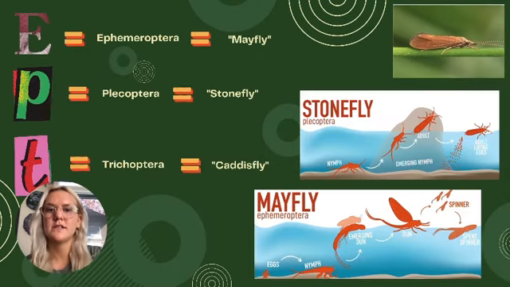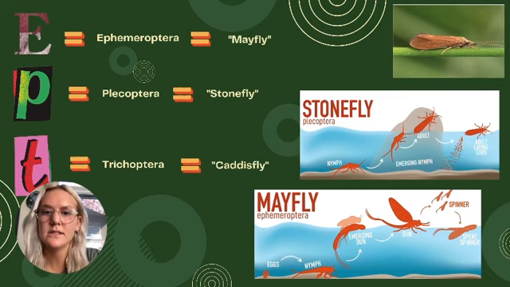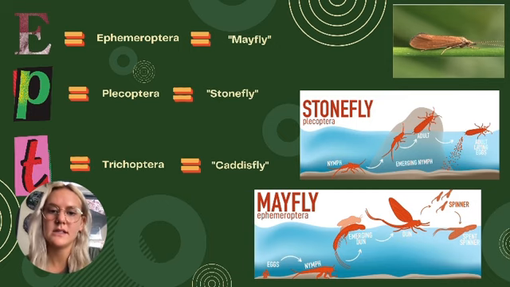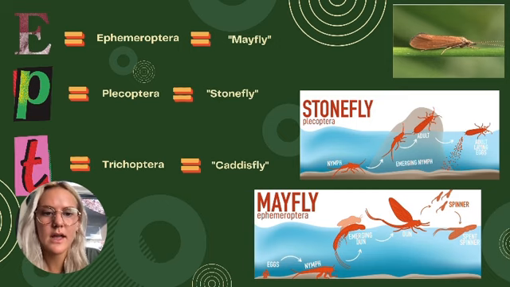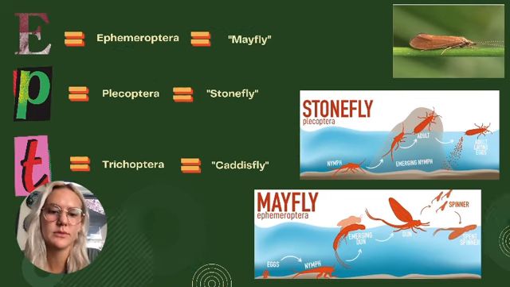So here I just thought it'd be easier to see that the E stands for Ephemeroptera, which also stands for mayfly. The P in EPT stands for Plecoptera, which also means stonefly, and the T stands for Trichoptera, which means caddisfly. And then the pictures to the right, on top there's just adult caddisfly. Below that there's the stonefly life cycle, and then below that is the mayfly life cycle. The stonefly and mayfly life cycles look pretty similar, however, there are ways to distinguish which is which.